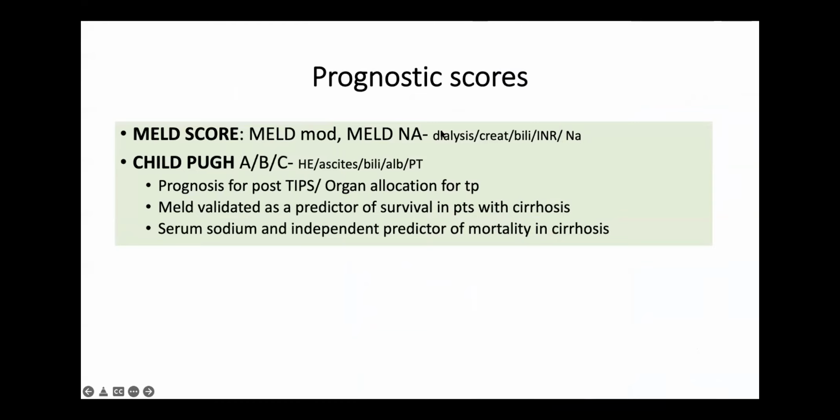We use prognostic scores in cirrhosis, namely the MELD score, which has evolved over the years. You have a modified MELD, but now we're using the MELD with sodium. Sodium is very important in prognostication, especially in patients with ascites. In the MELD sodium, you look at sodium, of course. For patients who've been dialyzed previously, their creatinine, bilirubin, and INR are important. The Child-Pugh score is another important score.